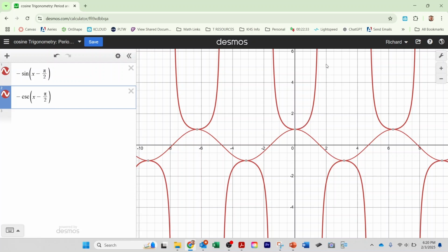And then these will be our vertical asymptotes right here. Remember that's where my sine function equals 0. There it is, pi over 2. So yeah, there's my vertical asymptote of pi over 2, and negative pi over 2 over here, 3 pi over 2, right where my sine function equals 0. Okay.